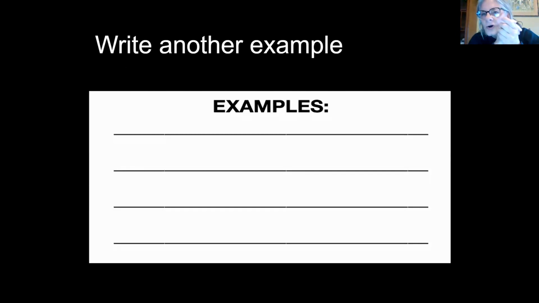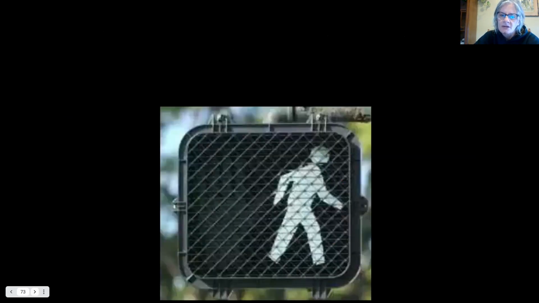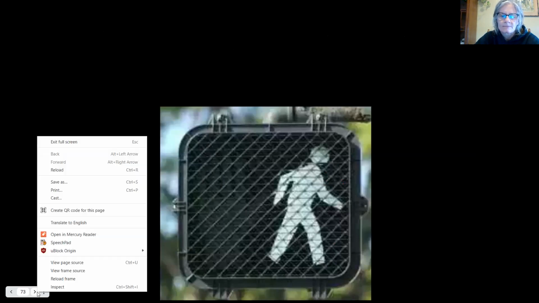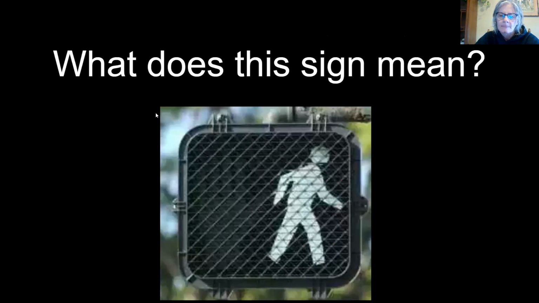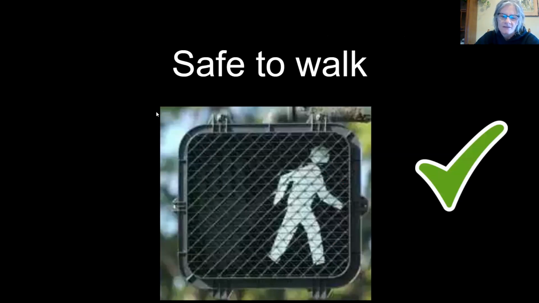So now we're going to go over a lot of examples about pedestrian signs that you might see as you're in the communities. So I'm going to give you some examples. When waiting to cross the street, you might see these signs. What do you think this one means? If you said it was a walk symbol, that you would be correct. Safe to walk.